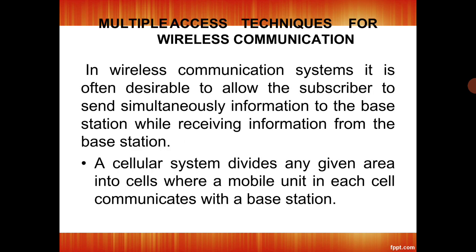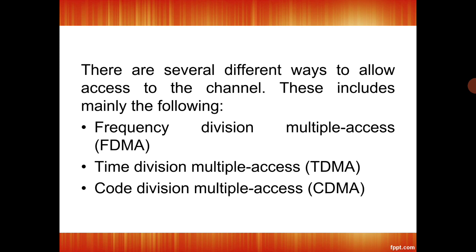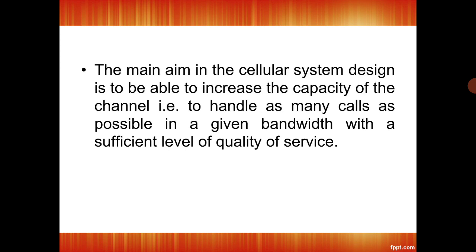In wireless communication, it is often desirable to allow the subscriber to send information to the base station while simultaneously receiving information from the base station. The cellular system divides any given area into cells, where a mobile unit in each cell communicates with a base station. There are several different ways to allow access to the channel. This includes mainly the following: FDMA, frequency division multiple access; TDMA, time division multiple access; CDMA, code division multiple access.